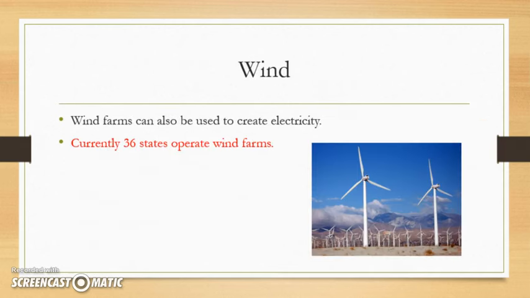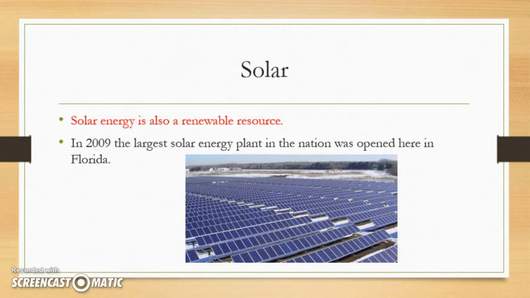The next renewable resource is wind. Currently, there's 36 different states that operate wind farms, and those wind farms are used to create electricity. For the most part, when you chart the wind speeds across the country, it is mostly the plains area that has the highest wind speeds. I'm sure you might have heard of Tornado Alley, where these are the same places where these high winds are likely.